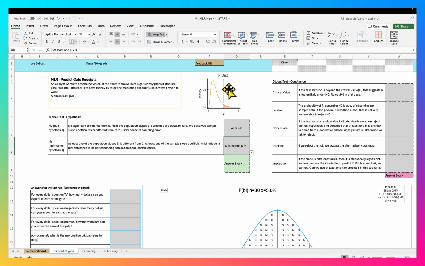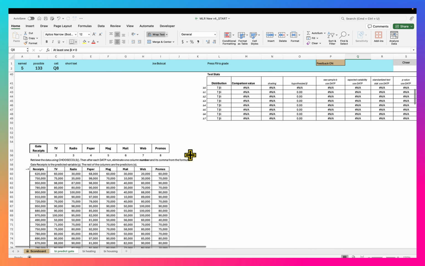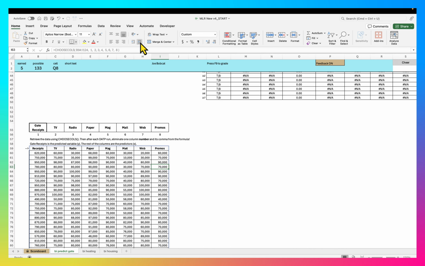So what we're going to look for after our first run is, what's our value for F? Is it bigger than 2.46? If it is, then that would mean that at least one of these was a significant predictor. So let's go down to our data and then call up the data analysis toolpack.